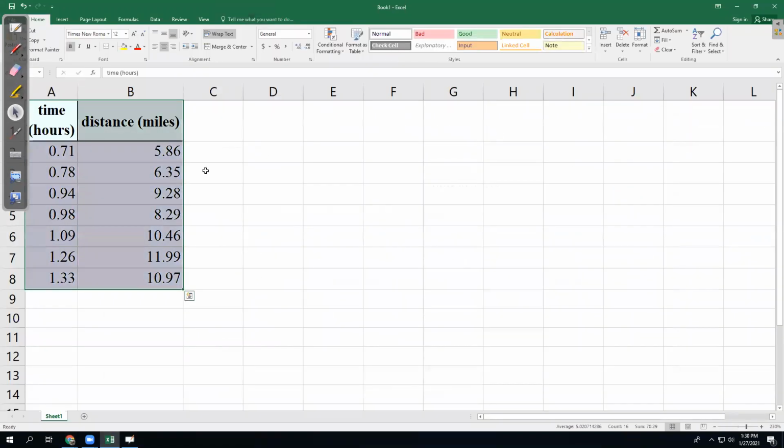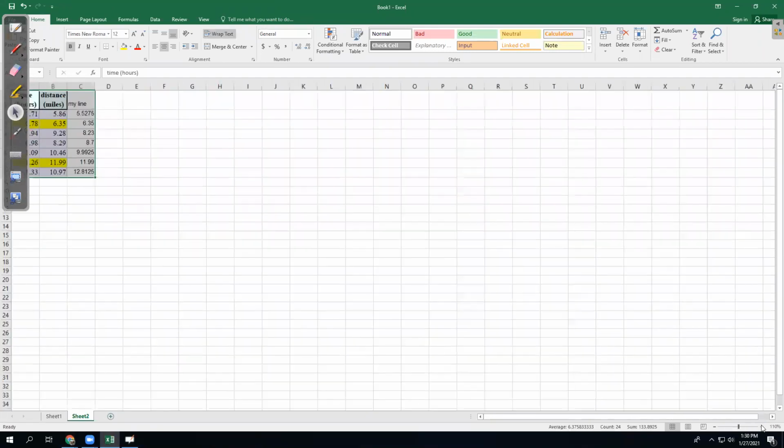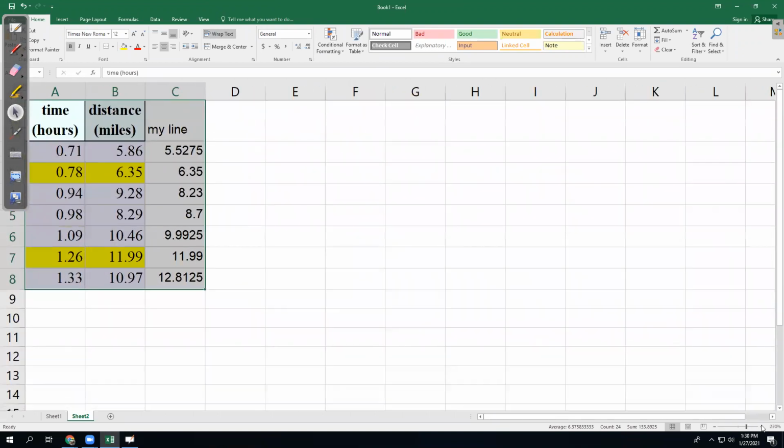So I'm going to delete that one. And let's bring up a new tab. Paste my data in, blow it up so you can see what I'm doing. So Excel, it's a little harder to make that happen, but it's similar. I highlight all of it after I type the equation in there.